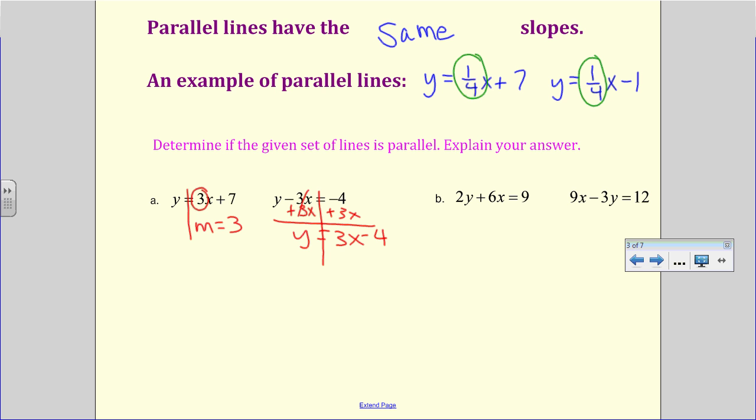Now when I look at this, I can see that I have a slope of 3. So my answer here is obviously yes, because they have the same slope, and that's your explanation. Yes, because they have the same slope.